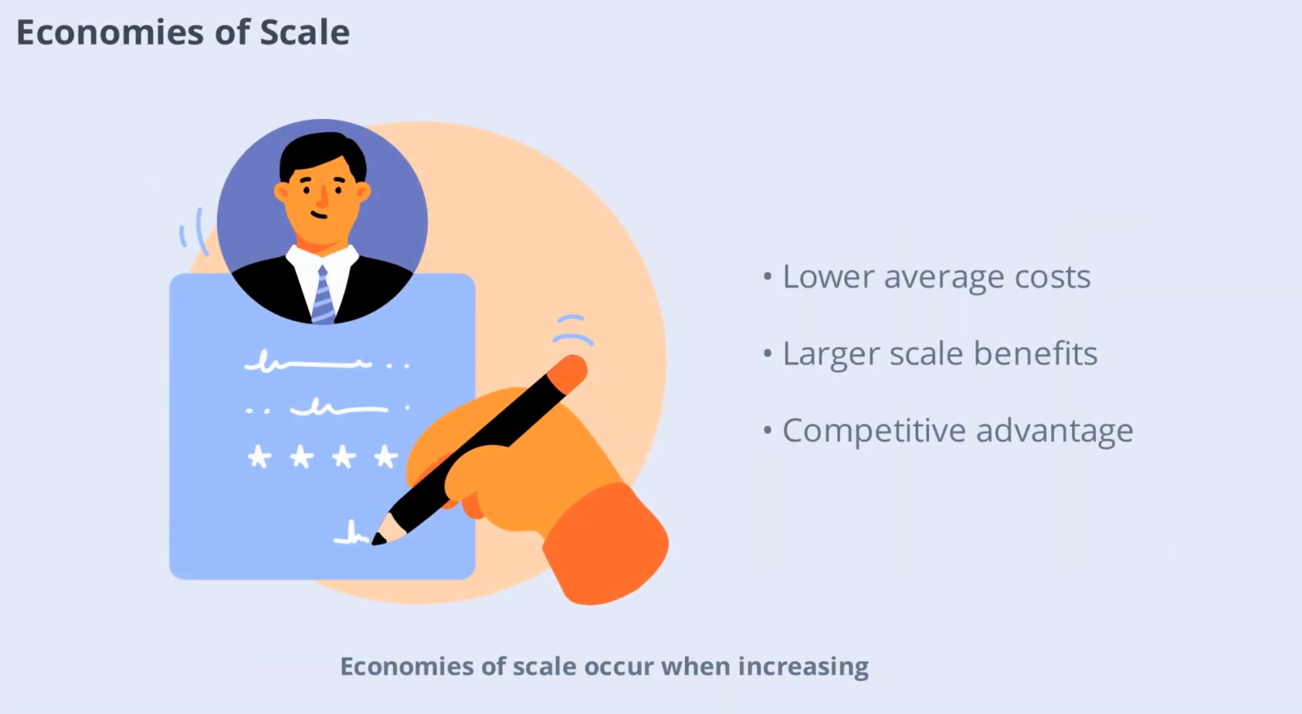Economies of scale occur when increasing production leads to lower average costs. This happens because fixed costs are spread over more units, and sometimes because larger operations can negotiate better deals on inputs.